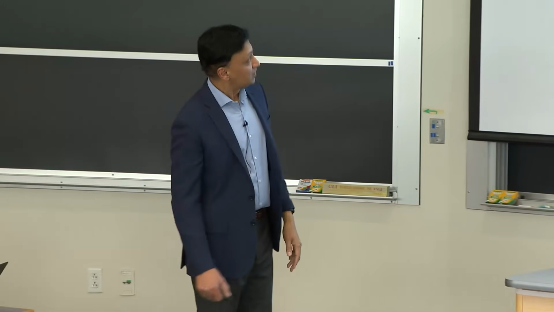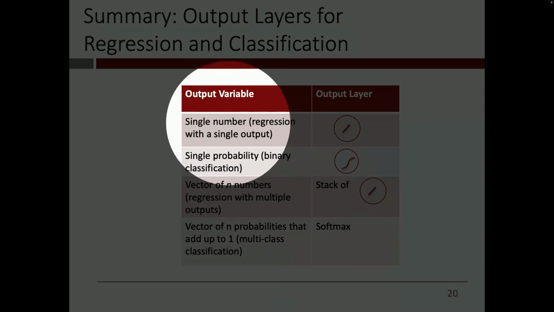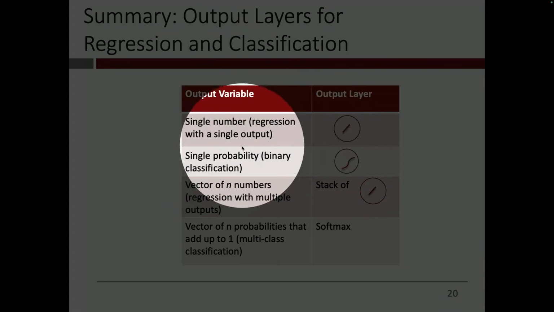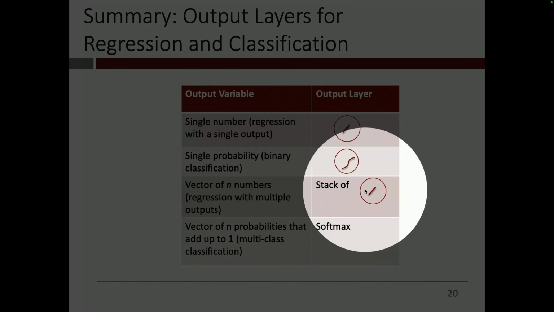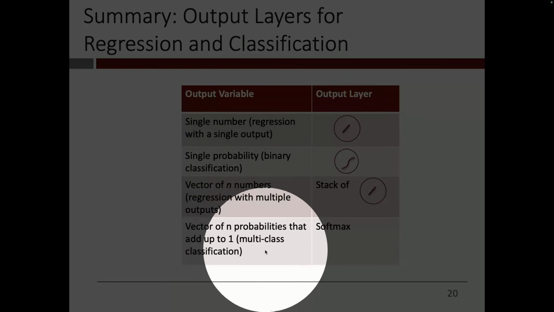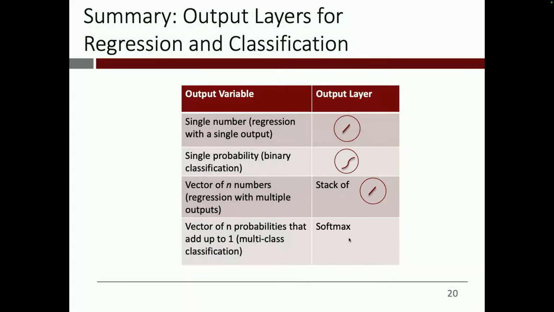So to summarize, if you have a single number, you can use a simple output layer, a single probability, a sigmoid. You have lots of numbers, just have a stack of these things. And when you have a lot of numbers that have to add up to 1, that have to be probabilities, use softmax.